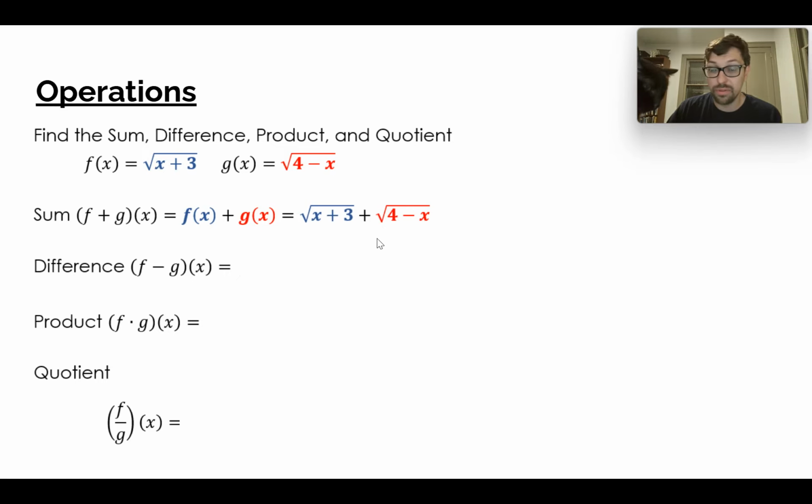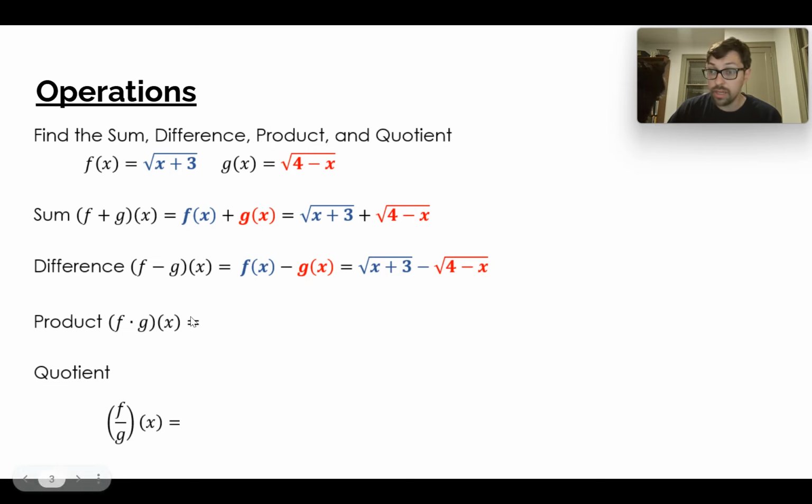We can't put those two things together. The same thing happens with that subtraction. We can't put those two square roots together, so it just sits as f of x minus g of x, and then we just subtract those two functions. That's about all we can do in terms of writing out that subtraction.